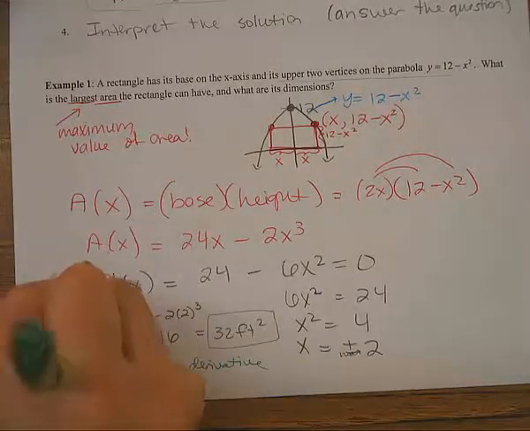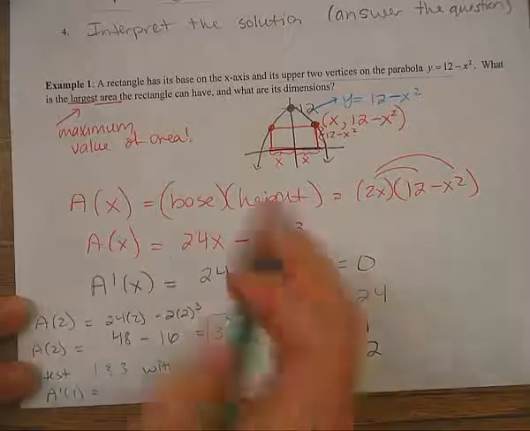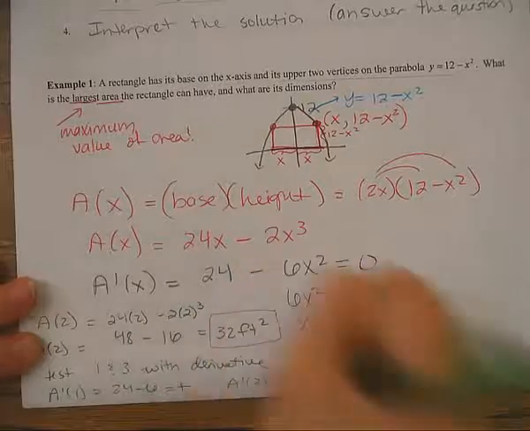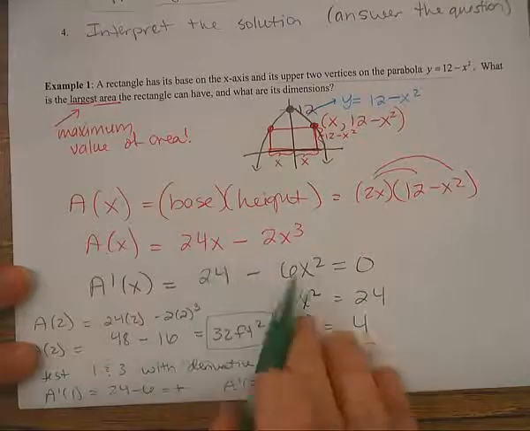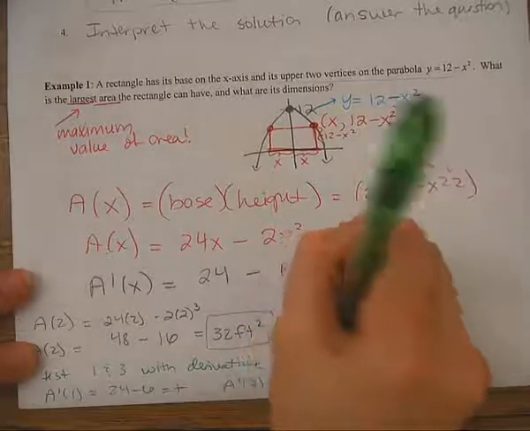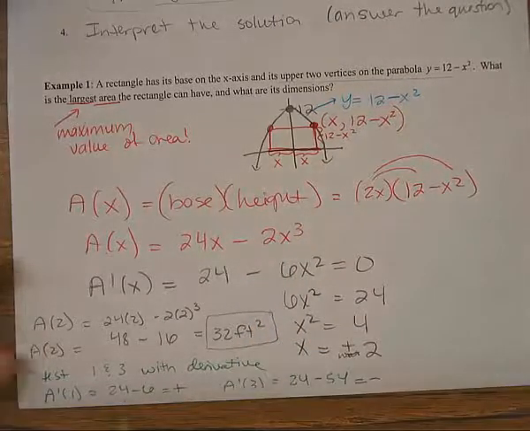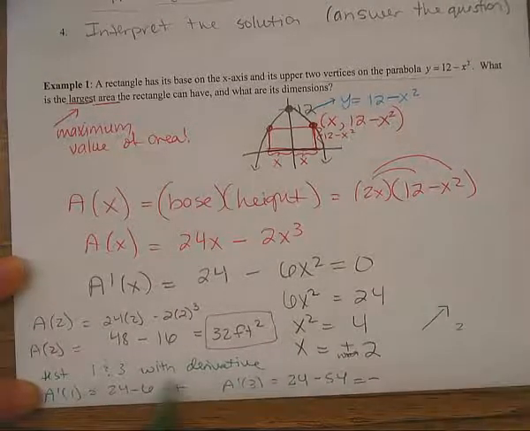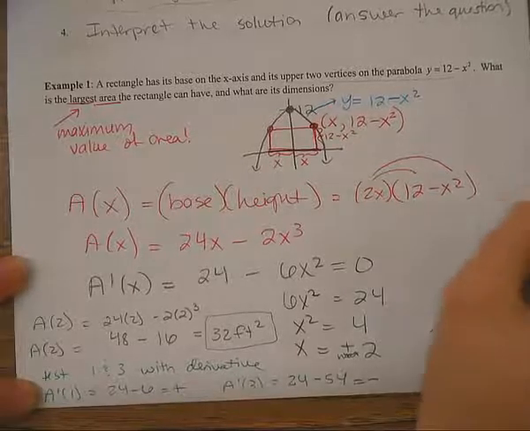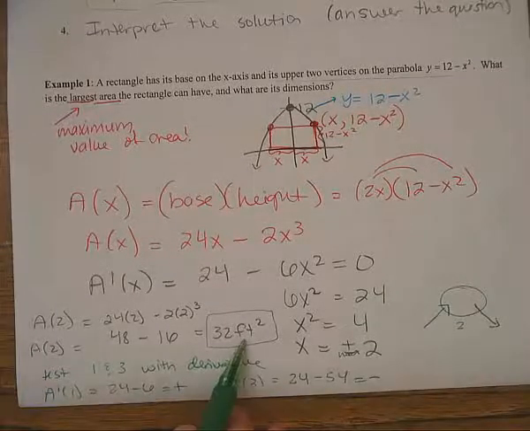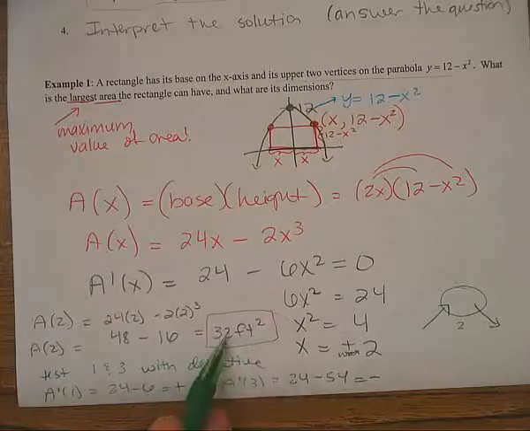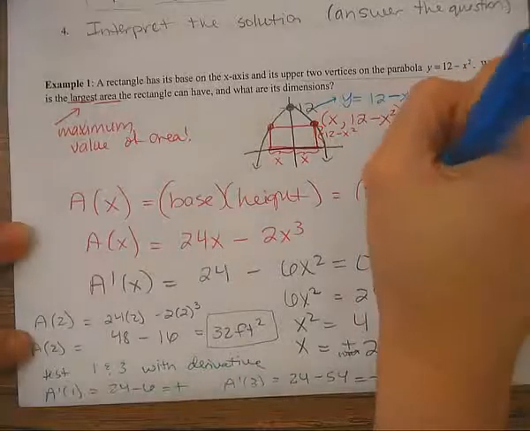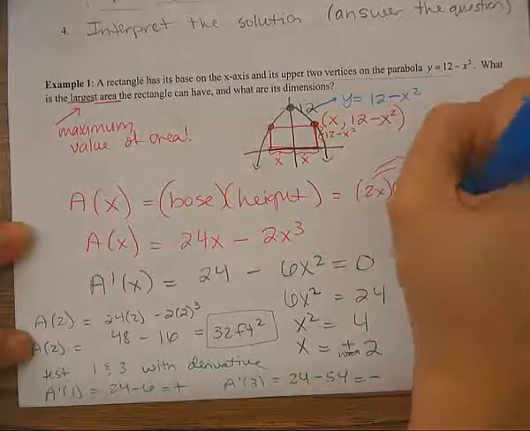So if I do A prime of 1, I would get 24 minus 6. That's positive. If I did A prime of 3, I would get 24 minus 6 times 9. So I'd have 24 minus 54. That's negative. So that tells me that to the left of 2, the function was increasing. To the right of 2, the function was decreasing. So that means it hit a max. So there we go. There's the largest area that this rectangle can have. So let me answer the question now. So the largest area was equal to 32 feet squared.